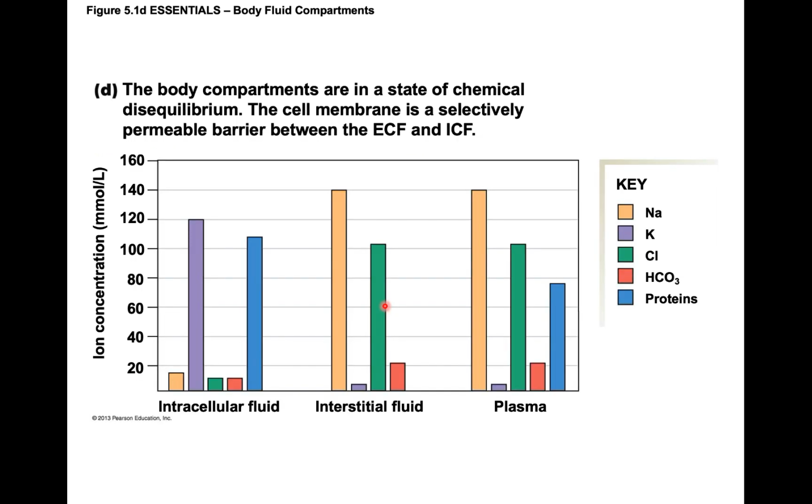Now, this slide should be pretty much a review because we've gone over the salt composition of intracellular fluid and interstitial fluid, also known as extracellular fluid. So, intracellular fluid is in the cell. You have a high concentration of potassium and proteins. Outside of the cell, the interstitial fluid, also called extracellular fluid, has a high concentration of sodium and chloride.